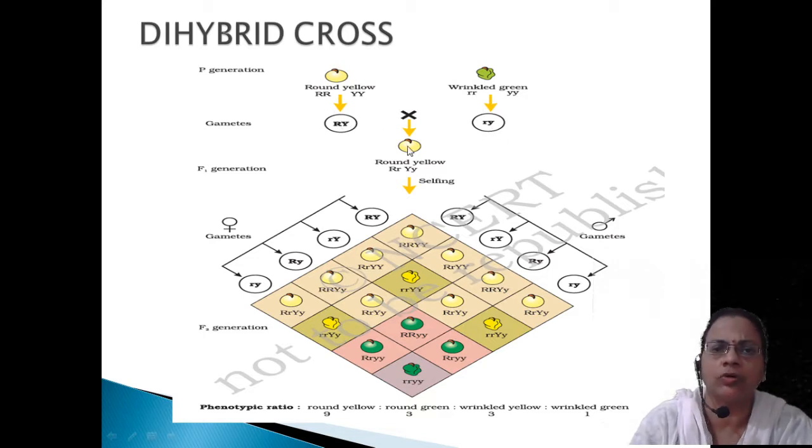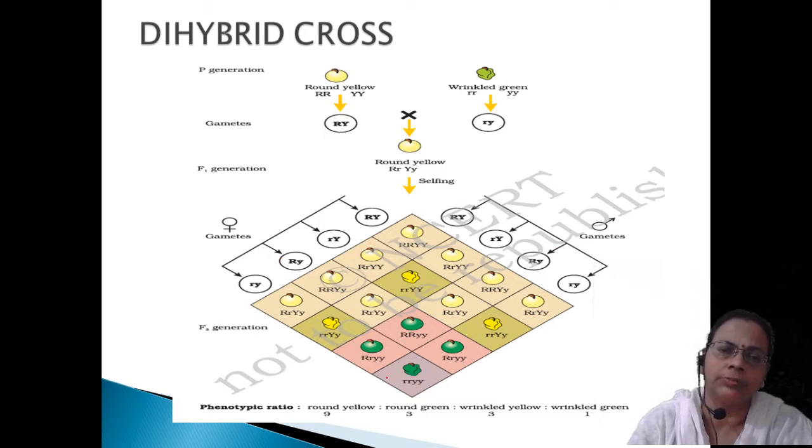Then when we are crossing, for F1 you have to use a scale and draw the line in this way. And when you cross, you will get round yellow. All F1 will show round yellow. And by selfing F1 with F1, on the left side you have to write the female gametes in circle. That is very, very important. And on the top, you have to write the male gametic combination.